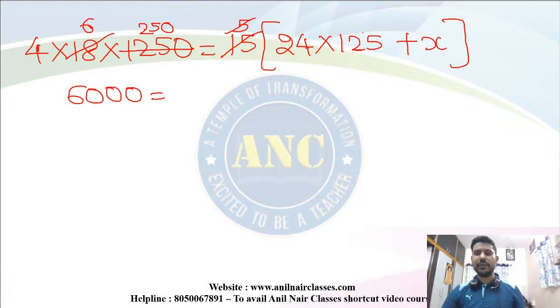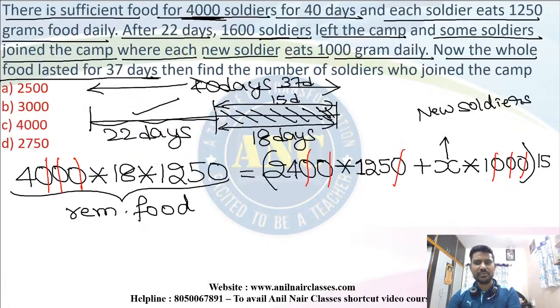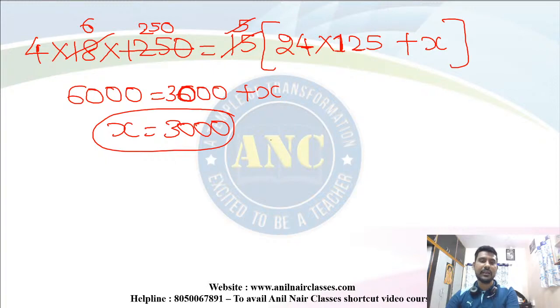Now forget about 24 into 125. 125 into 20. 125 into 20 is how much? 125 into 2 is 250. 125 into 20 is 2500. Right? And 125 into 4 is nothing but 500. So 2500 plus 500 is 3000, right? It is 3000. So 3000 plus x. So x is nothing but 6000 minus 3000, which is 3000. But what is the actual question? Find the number of soldiers who joined the camp. The number of soldiers who joined the camp is nothing but x. That is what we got here as 3000.